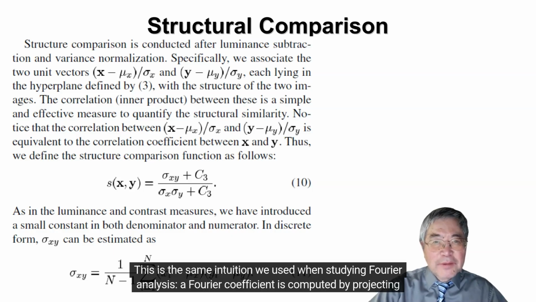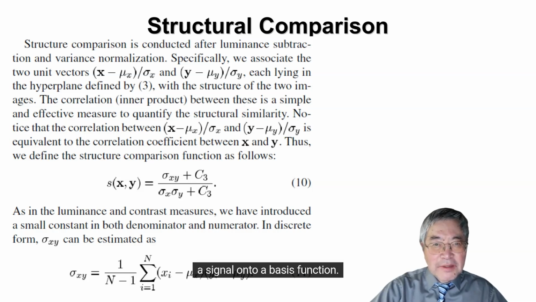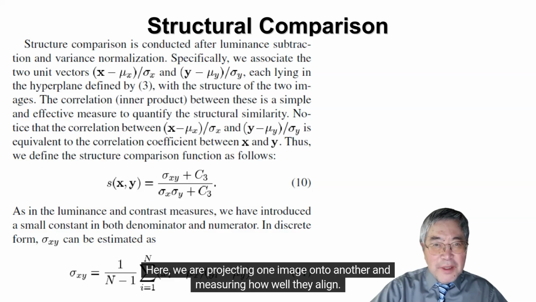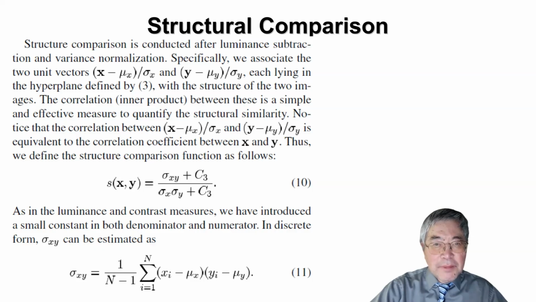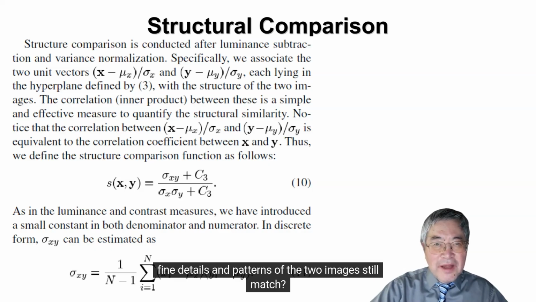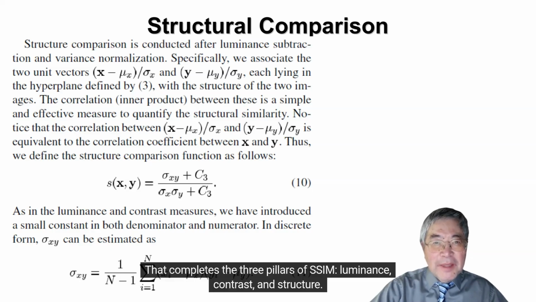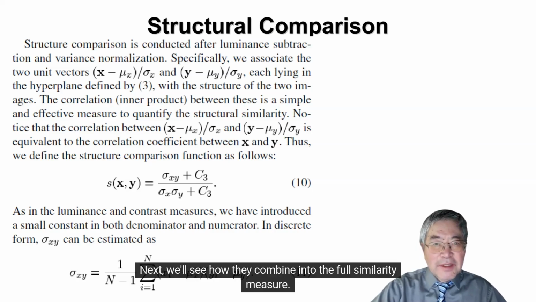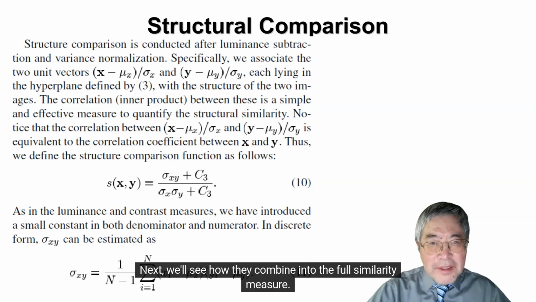This is the same intuition we used when studying Fourier analysis. A Fourier coefficient is computed by projecting a signal onto a basis function. Here, we are projecting one image onto another and measuring how well they align. So, structural comparison boils down to asking, once brightness and contrast are accounted for, do the fine details and patterns of the two images still match? That completes the three pillars of SSIM: luminance, contrast, and structure. Next, we'll see how they combine into the full similarity measure.